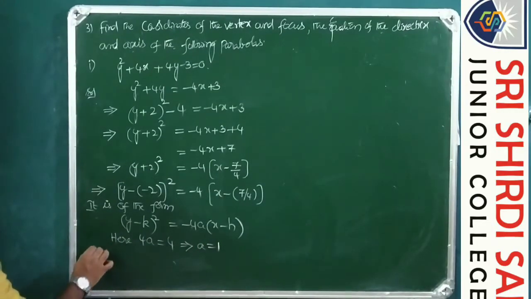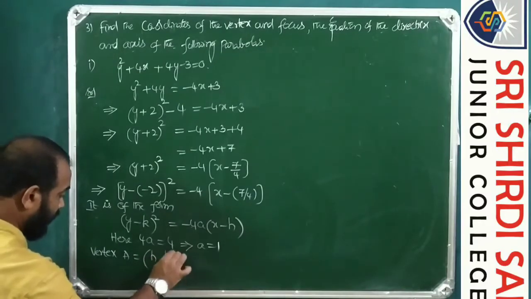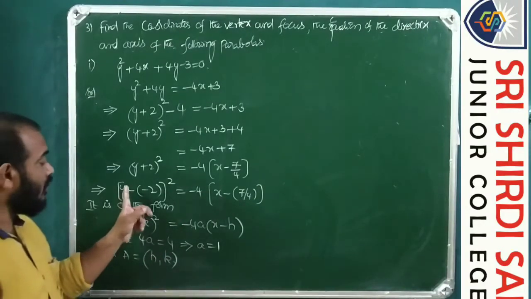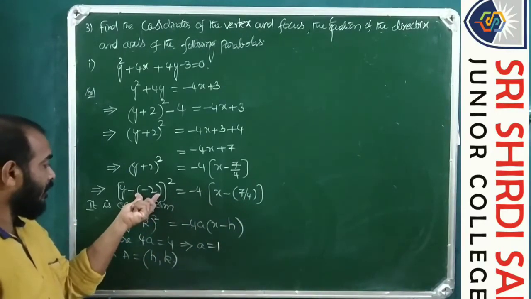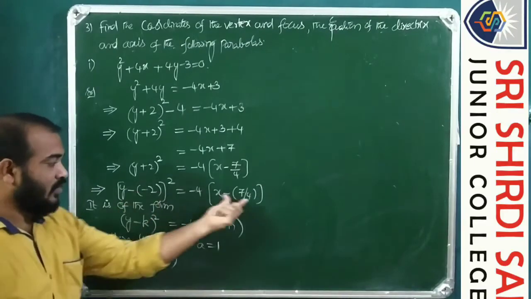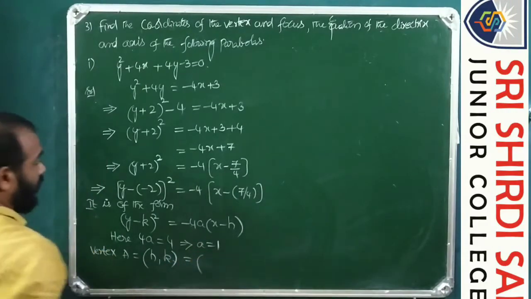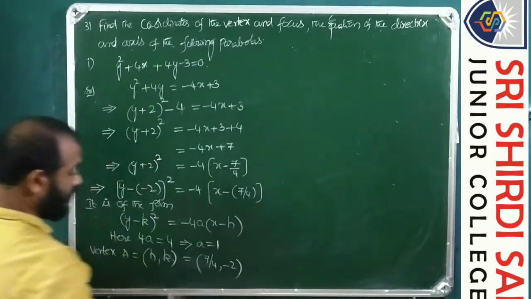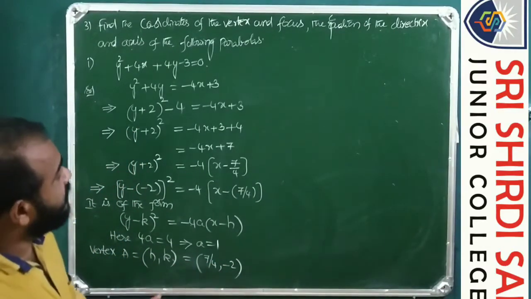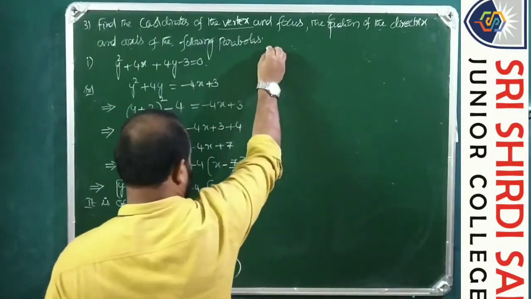Now, the vertex A is equal to h comma k, because it is not the y square equals minus 4ax type. Here, additionally, in the place of 0, 0 we have minus 2 and 7 by 4. Therefore h comma k is equal to 7 by 4 comma minus 2. So this is the vertex we got.